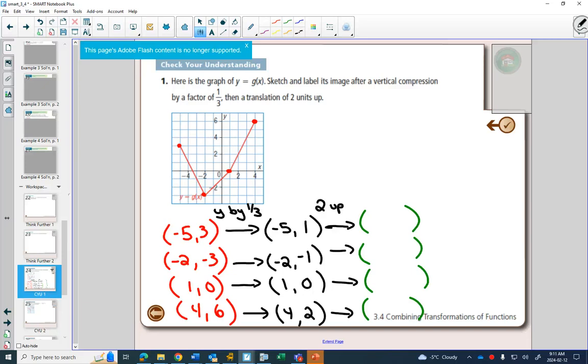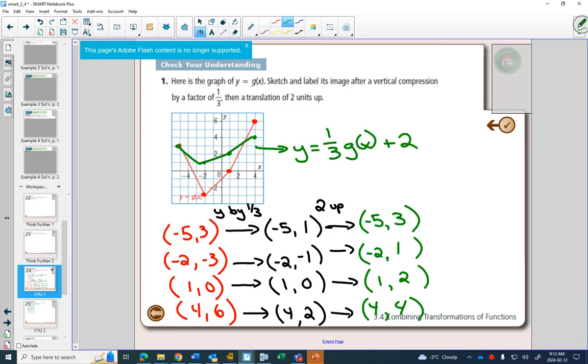And then we move to up. So now that is also only affecting my y values, so my x values are not changing. 2 up would be 3, +1, +2, +4. And we can label our new points -5, 3, -2, 1, 1, 2, and 4, 4. And the graph has been compressed by 1/3 and translated 2 units up. If we wanted to label this in terms of g, the 1/3 would be outside of g of x. The +2 would be outside of g of x. This is how we could label our equation in terms of g.